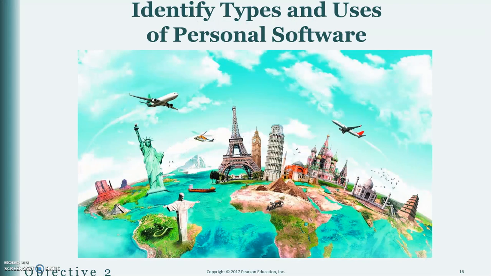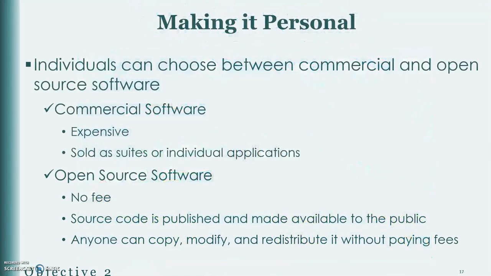So let's talk about personal software. For personal use, we can purchase commercial software, or we can make use of open source software. Commercial software is software that you buy. Open source software is software that's free. The source code is published and made available to the public, which then enables anyone to copy, modify, and redistribute it without paying fees. Apache OpenOffice is a free, open-source alternative office suite available for Windows, Mac, and Linux versions.